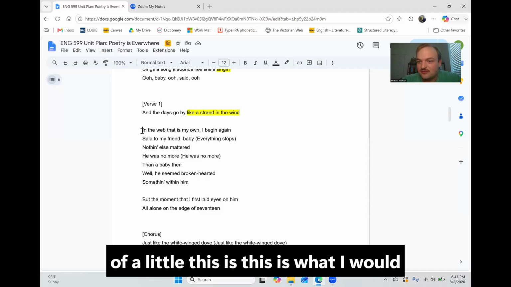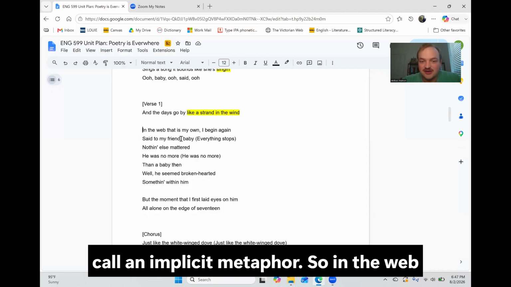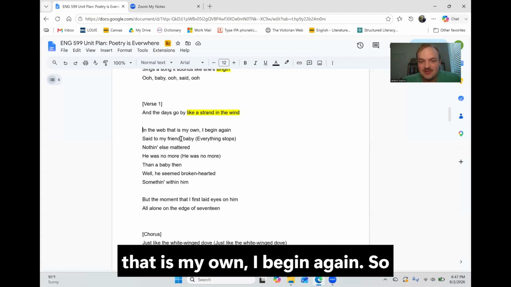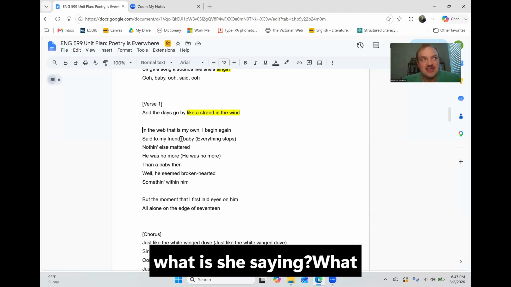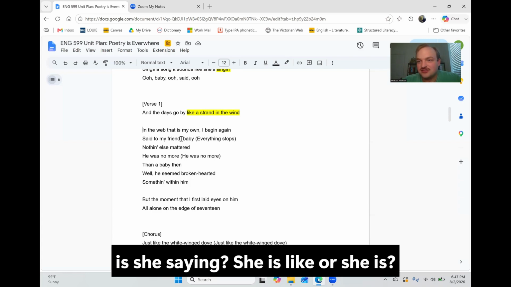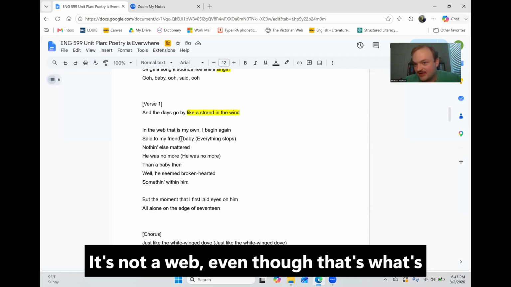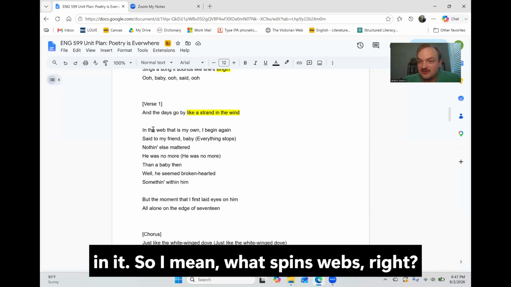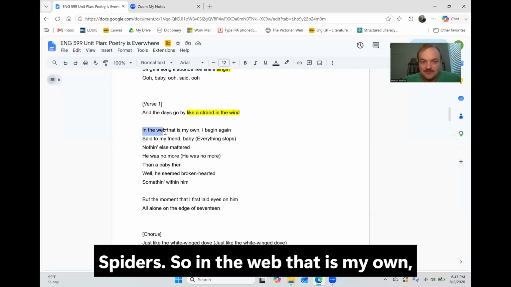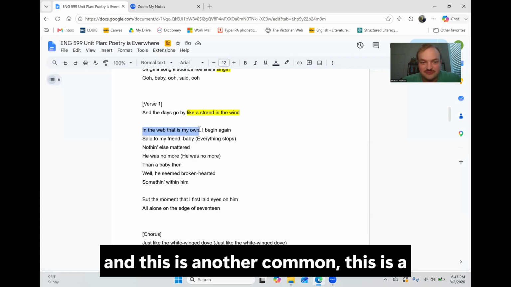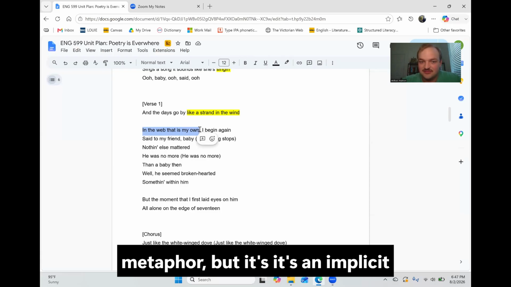This one is what I would call an implicit metaphor. "In the web that is my own, I begin again." What is she saying she is like, or she is? It's not a web, even though that's what's in it. I mean, what spins webs, right? Spiders. So in the web that is my own, and this is a metaphor, but it's an implicit metaphor.